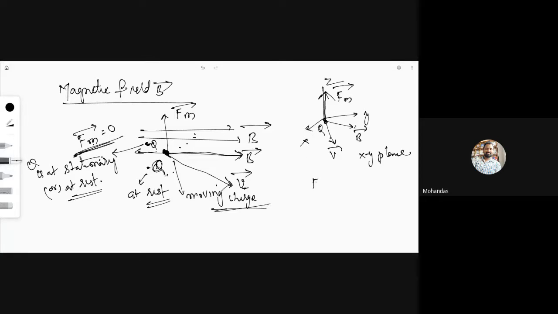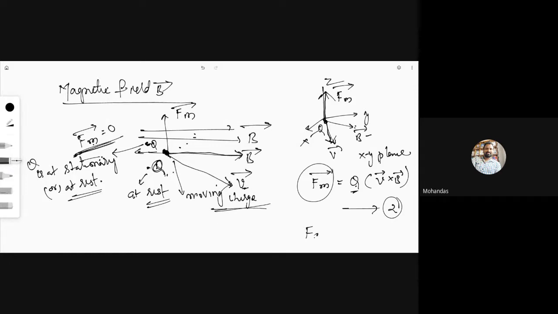The force is along the z axis, as the force is a vector. Can you guess what is the formula for the force on a charge moving in the presence of a magnetic field? Fm equals Q into V cross B, where Q is the magnitude of the moving charge with the velocity V, and B is the magnetic field. Fm is the force on a moving charge in the presence of a magnetic field. Let us say this is equation number 2. What is equation number 1?